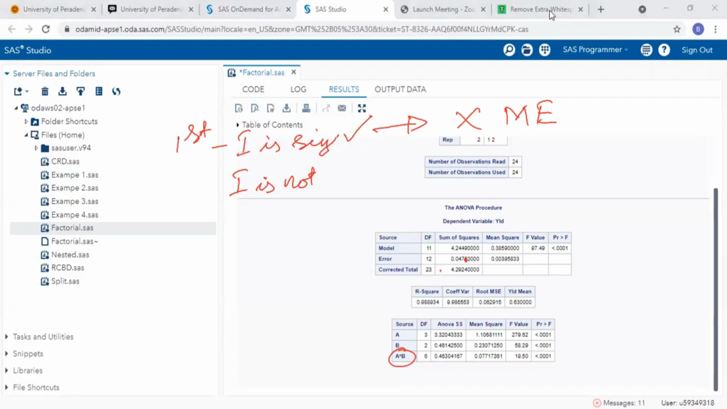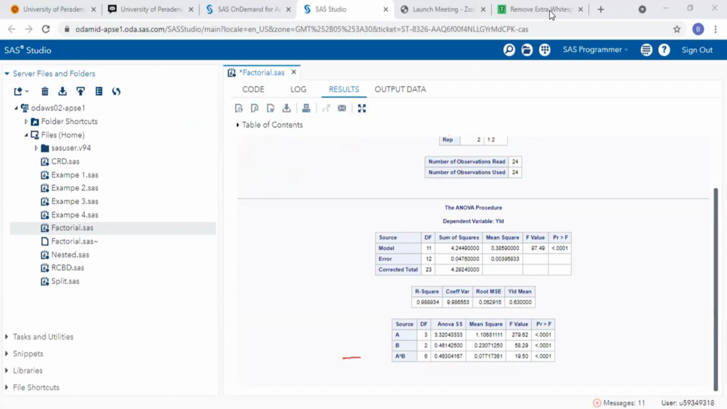If the interaction is significant, then we don't talk about main effects. If the interaction is not significant, then we go for testing of main effects. Is it clear to everyone? Right. So now, in this case, we have an interaction called AB. First, we'll have to test whether it is significant.